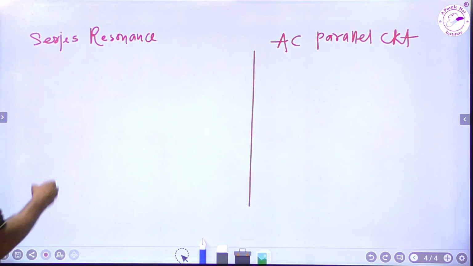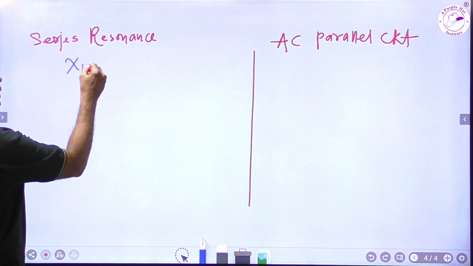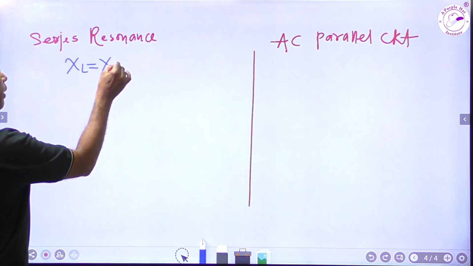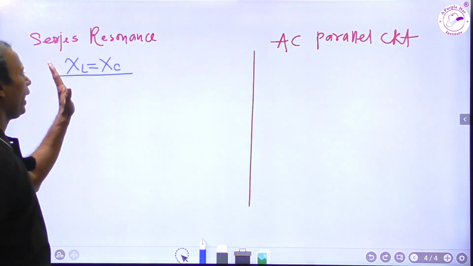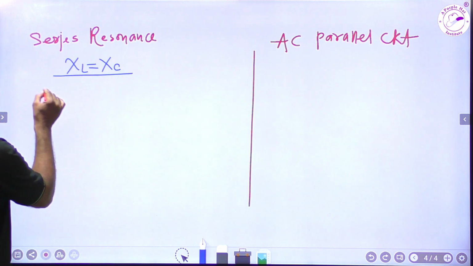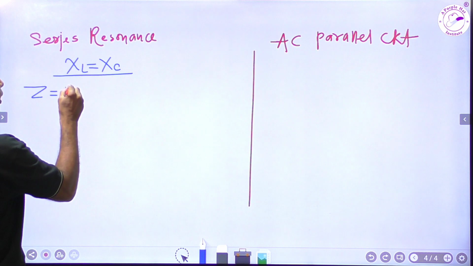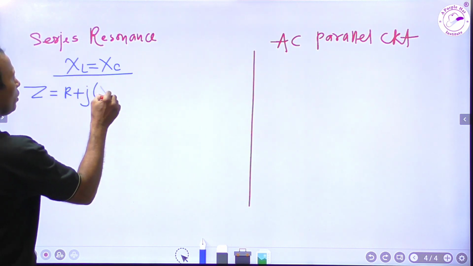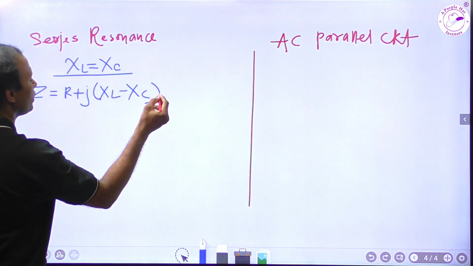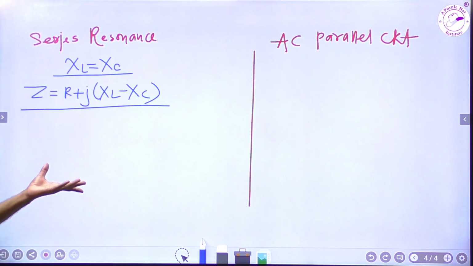Now series resonance. We have seen that because of a change in frequency, the inductive reactance XL becomes equal to the capacitive reactance. This is very important. At one particular frequency, inductive reactance equals capacitive reactance. We know the impedance equation: Z is equal to R plus j(XL minus XC). This is the impedance. Generally the circuit is RL type, RC type or RLC type. This is the general impedance equation.